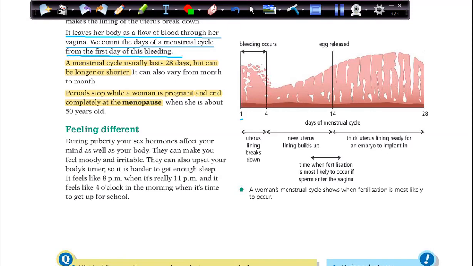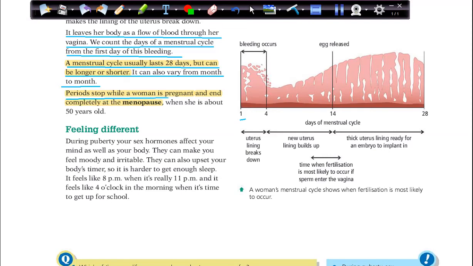So as I said here, first day of bleeding, this is day 1. A menstrual cycle usually lasts 28 days, but can be longer or shorter. It can also vary from month to month. So in general, it lasts for 28 days, but sometimes it can be longer and sometimes shorter. And from month to month, it can change. It's not exactly 28 days. Sometimes it's 20 days, sometimes more than 28 days, and like this.